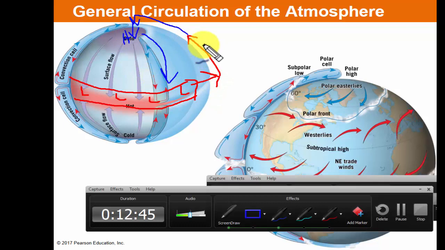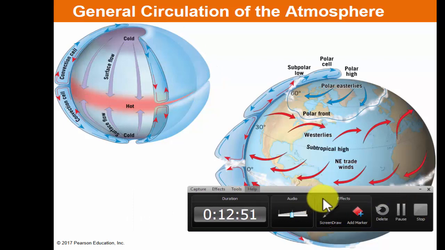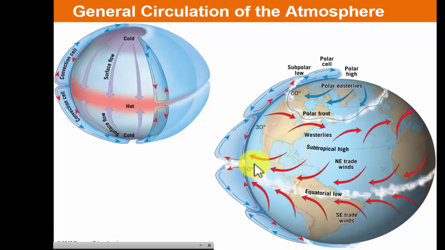But that's not actually how it works in the global circulation. And this is largely because the Earth is spinning. There's the Coriolis effect. So at the equator, that equatorial low, that is our intertropical convergence zone. Warm air rises, it moves north and cools. It sinks at 30 degrees north latitude.